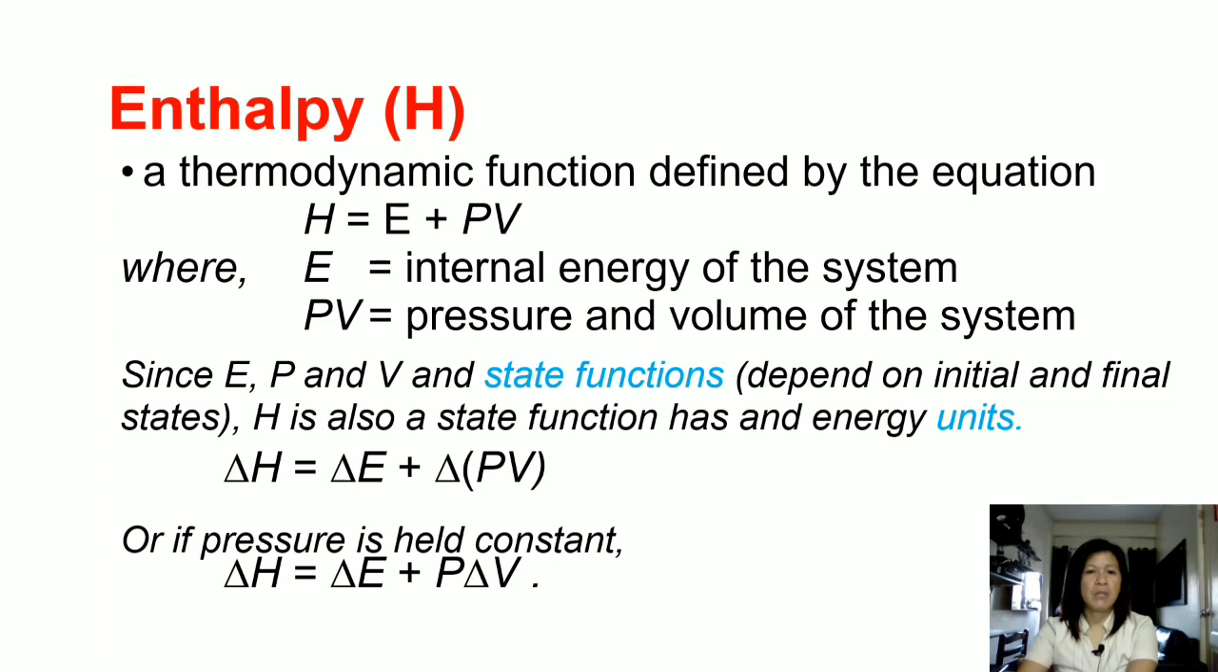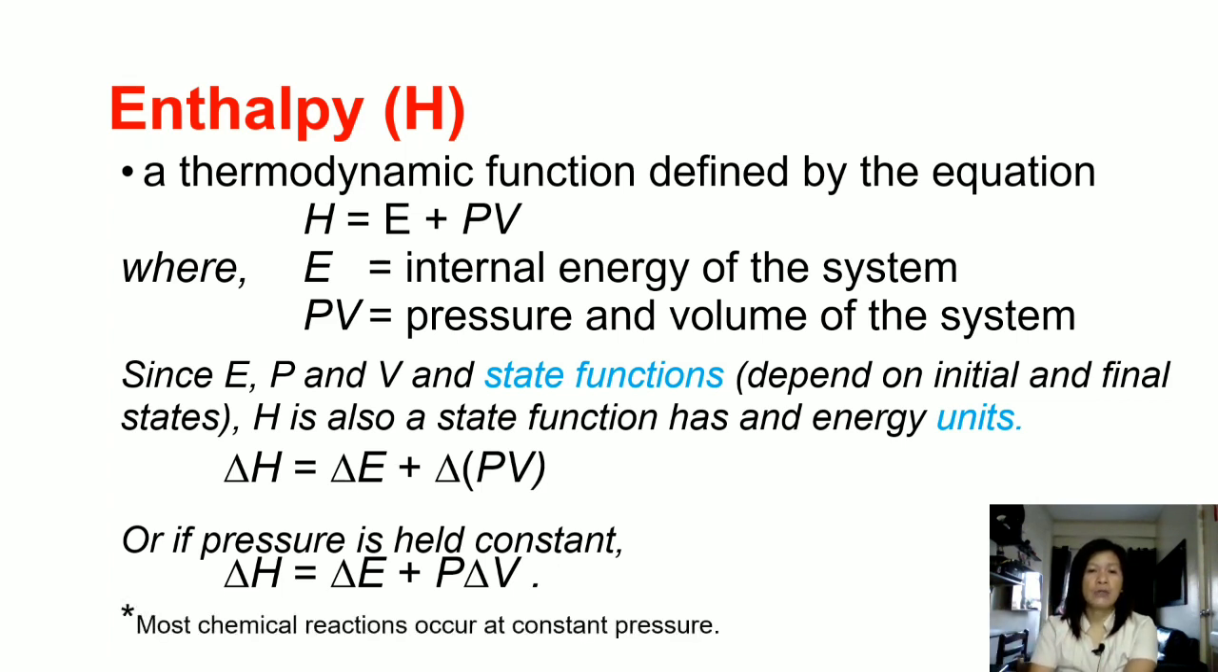Change in enthalpy can be calculated using the equation change in internal energy plus the product of change in pressure volume product. Or if pressure is constant, you may use the equation change in enthalpy equals change in internal energy plus the product of pressure and change in volume.